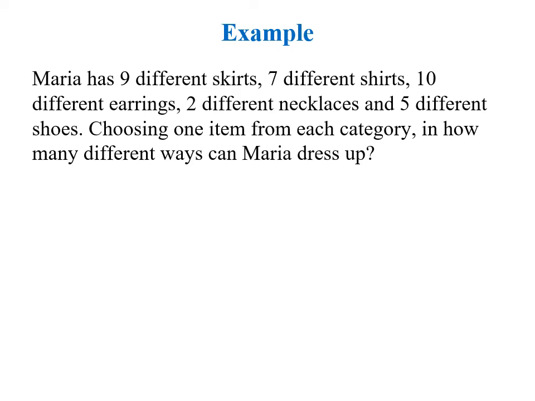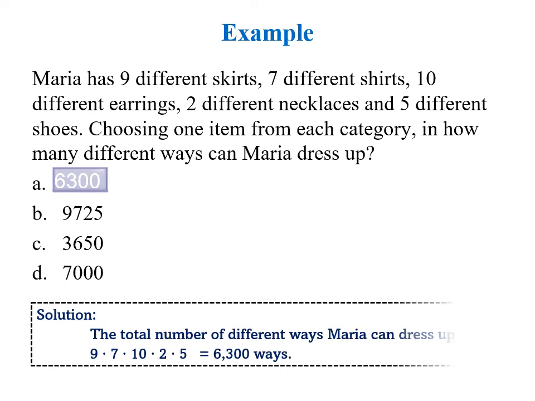Maria has 9 different skirts, 7 different shirts, 10 different earrings, 2 different necklaces, and 5 different shoes. Choosing one item from each category, in how many different ways can Maria dress up? Notice the word different here is very important. So we have 4 choices for the answers. What is the answer? It's 6,300. And how did we get it, by the counting principle? It's 9 times 7 times 10 times 2 times 5, that's 6,300 ways.